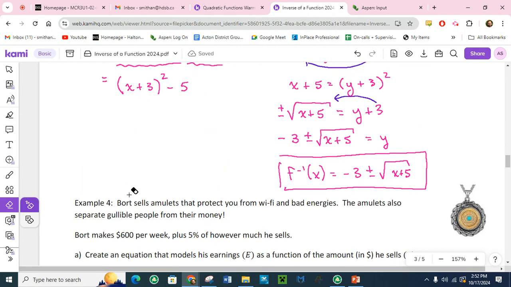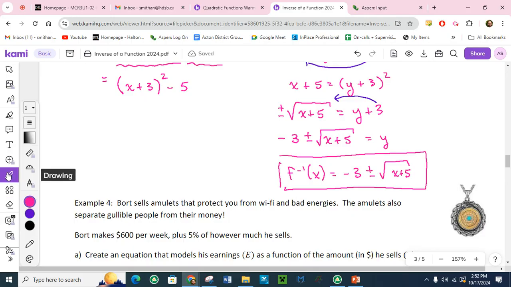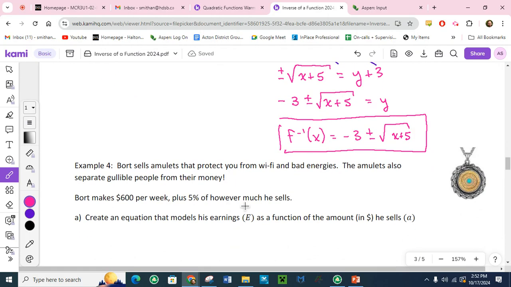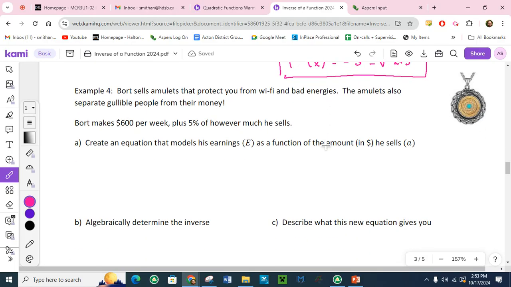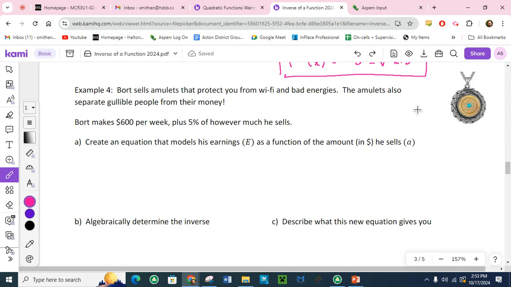All right. Any Leafs fans in the room? Bort's been hanging around John Tavares a bit too much. Bort's now selling amulets that protect you from Wi-Fi and bad energies and help you heal faster. Anyone get that reference? No. Okay. Russell Brand is selling these as well. Another fun fact, the aim is also to separate gullible people from their money. So another cool thing it does. So Bort is selling these. If you're wearing one of these right now, I apologize. Also, can I have $250? Because you seem to have that much to spend just on random things.